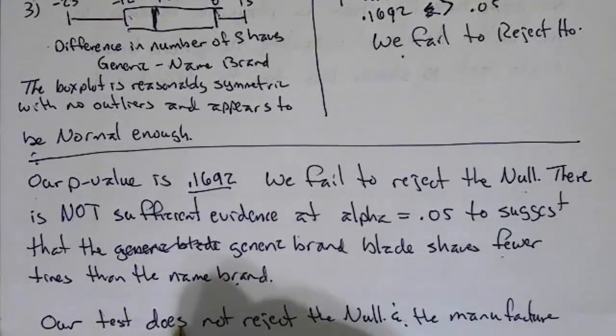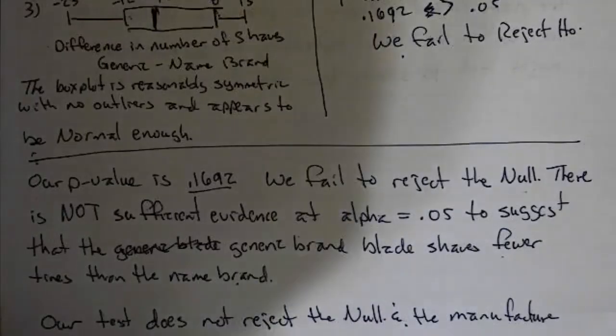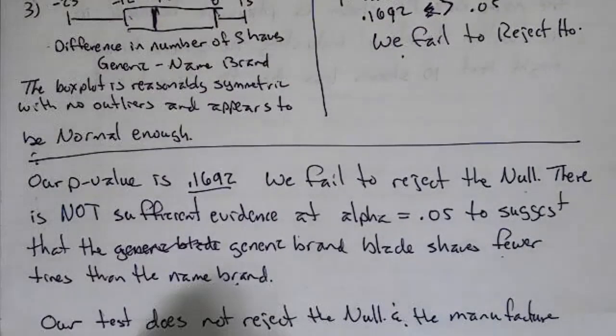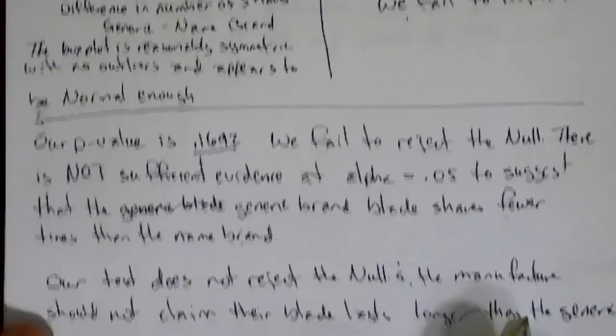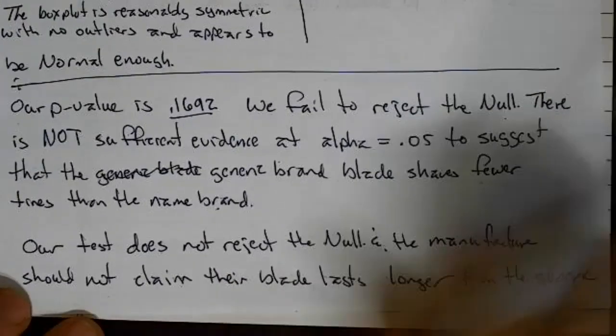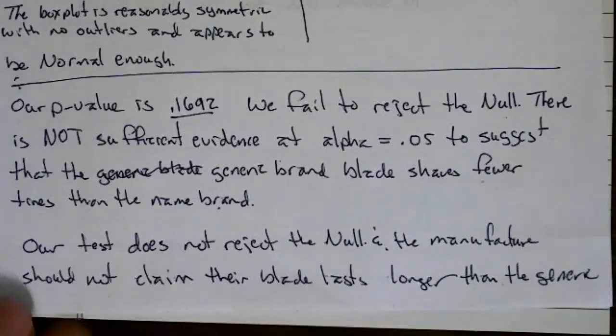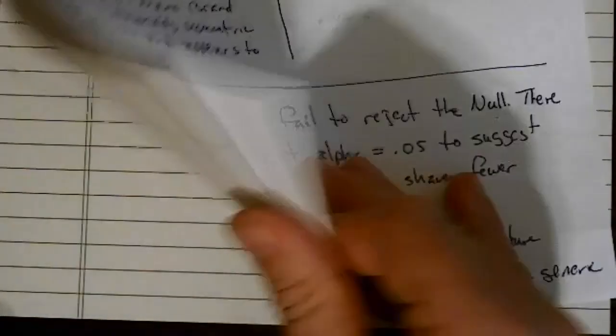And then we need to answer the question. The question they asked is, should they make the claim? Our test does not reject the null, and the manufacturer should not claim their blade lasts longer than the generic. All right, so we need to make sure that we also include that as well. That's the final statement on that.